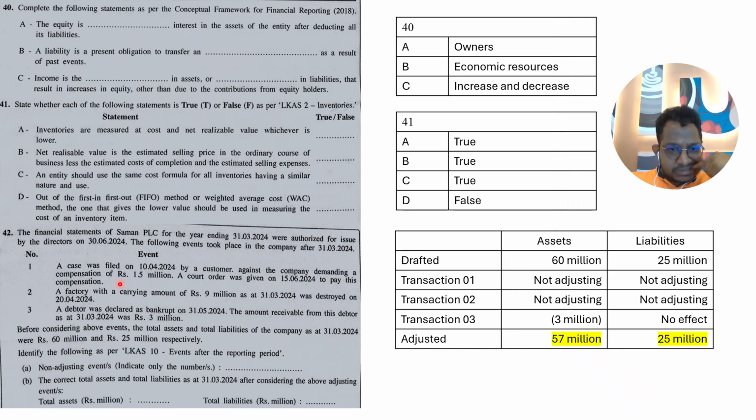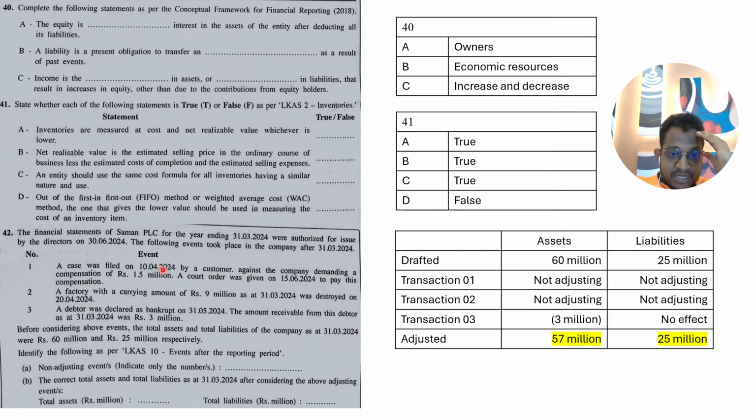Here, the financial statements of Saman PLC for the year ending 31st March 2024 were given, authorized for issue by the directors on 30th June. The following events took place in the company after 31st March 2024. And then they ask which are non-adjusting events, indicating only the number. So what are the non-adjusting events?